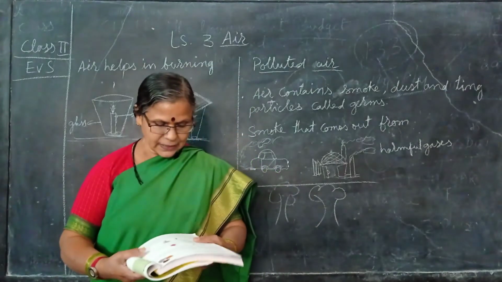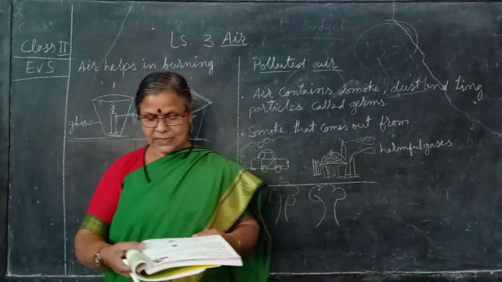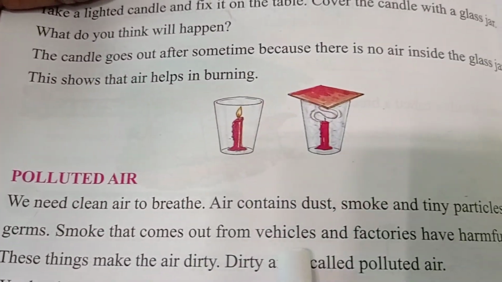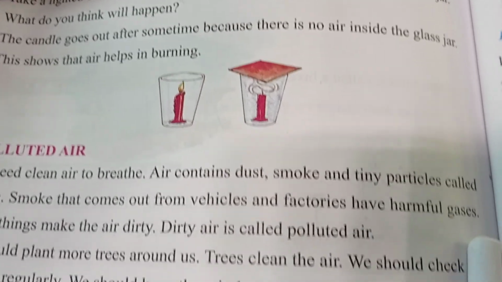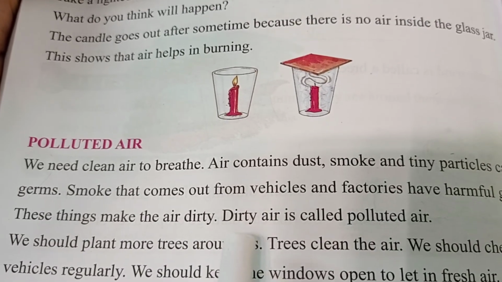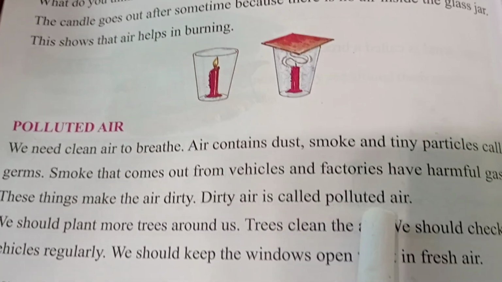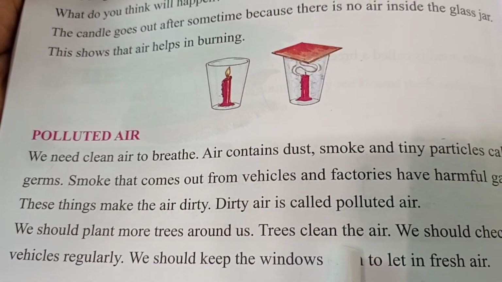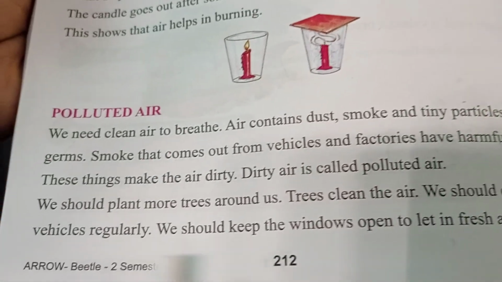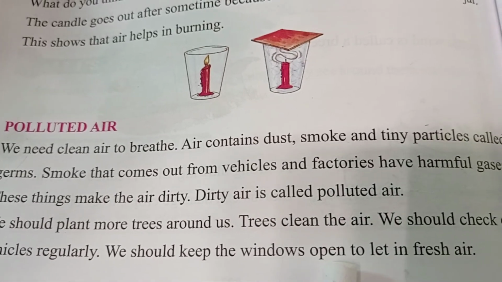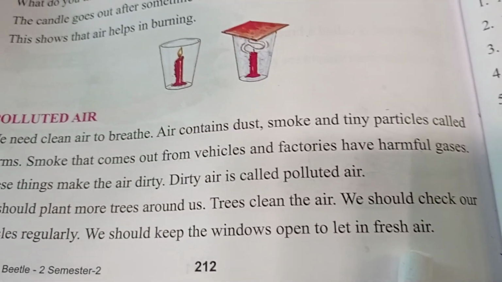Polluted air: we need clean air to breathe. Air contains dust, smoke and tiny particles called germs. Smoke that comes out from vehicles and factories has harmful gases. These things make the air dirty. Dirty air is called polluted air. We should plant more trees around us. Trees clean the air. We should check our vehicles regularly. We should keep the windows open to let in fresh air.